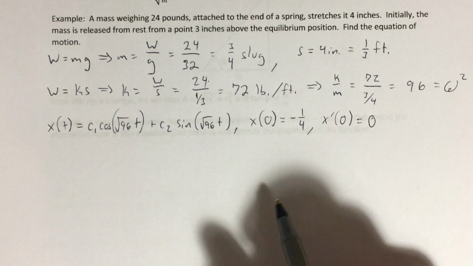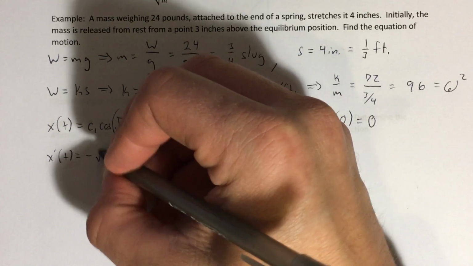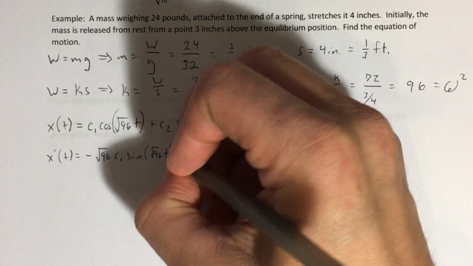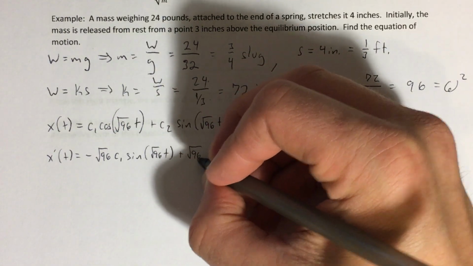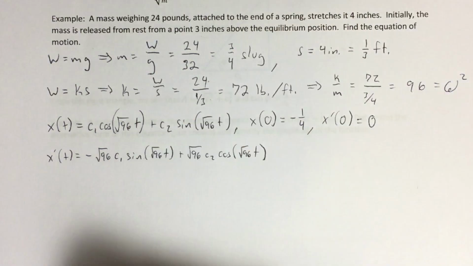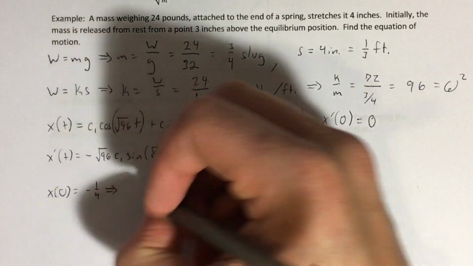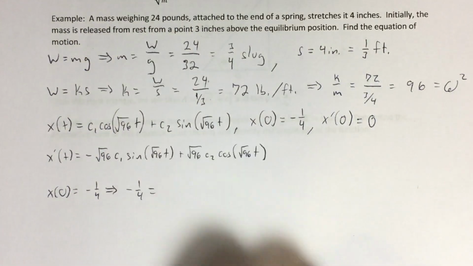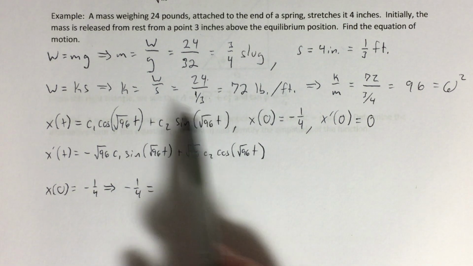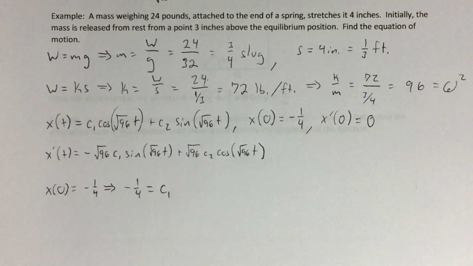Now, we need to use these initial conditions. In order to do that, I need to know what x prime looks like, so I'm going to find that here. x prime is equal to negative root 96 c1 sine of root 96 t plus root 96 c2 cosine of root 96 t. Okay, now my first initial condition, x of 0 equals negative 1/4, implies that we have negative 1/4 equals, plugging a 0 into x of t up here is going to give me sine of 0, which makes that go away. Cosine of 0 is equal to 1, so this whole thing reduces to just c1. Right away I have c1.